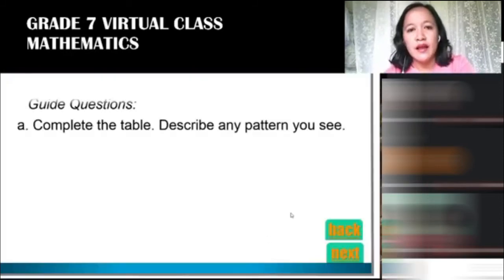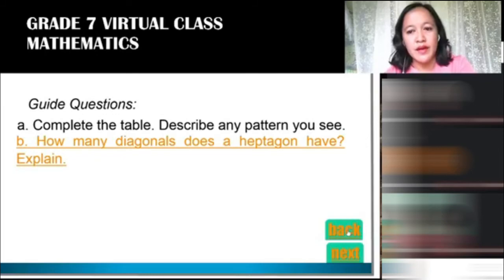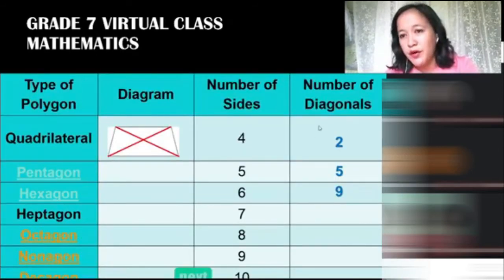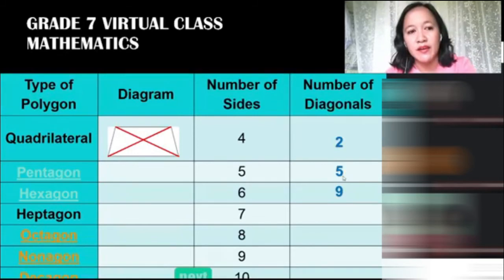What about a heptagon? So, how? As you can see, look at our number of diagonals, my dear students. The first one is 2. Then, when it had 5 sides, it became 5. When it had 6 sides, it became 9. Do you see any pattern? 2, then 5, then 9. Do you see any pattern, my dear students?